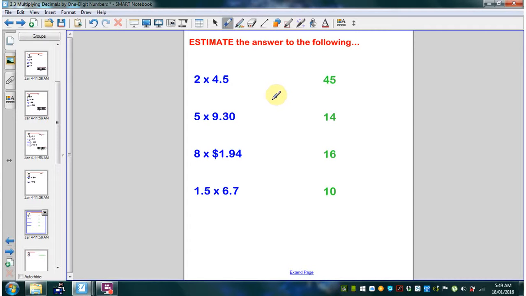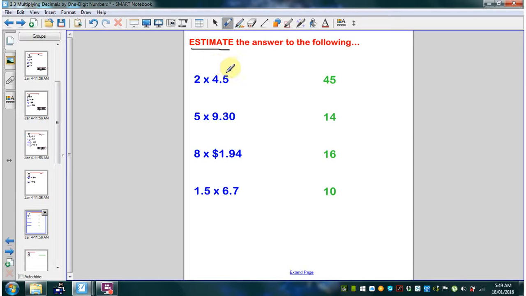Okay, so this is a review from last lesson and the lesson before. We are estimating the answer to the following. Estimating means we can round our decimals. In your book, write down the blue column on one side and the green column on another. When you have that done, I want you to match up the following.